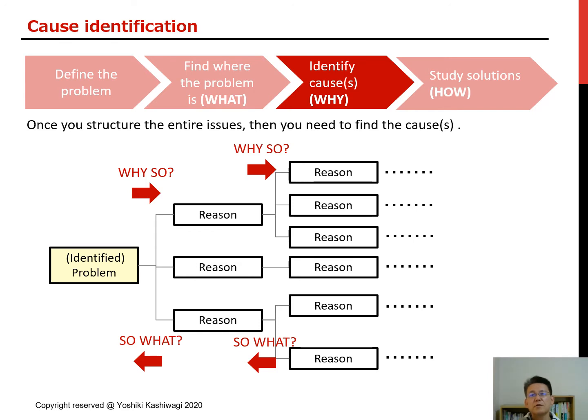Likewise, you can start from right-hand side to the left-hand side by asking so what, so what, so what. And you can also make sure you have a right logic flow from right-hand side to left-hand side by asking this question, so what? So this is also a logic tree for reasons.